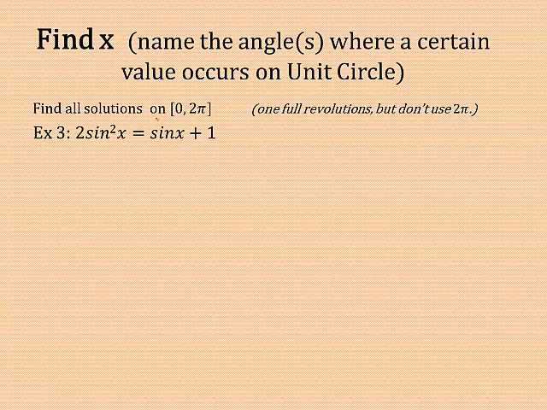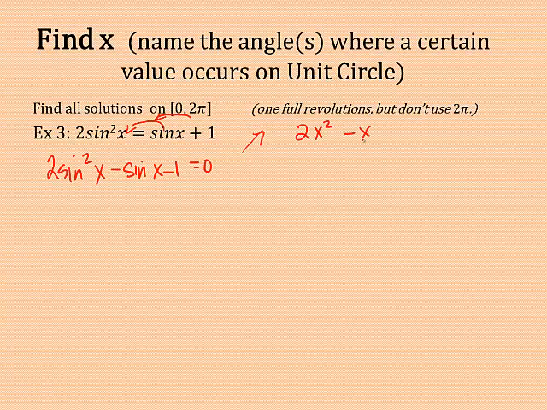Okay, so on this one, you've got to move everything over here on the left, and when I do this, I get 2 sine squared x minus the sine of x minus 1 equals 0. Now, this is a trinomial, and I'm going to factor it. Now, think of it like old school 2x squared minus x minus 1 equals 0. And you would factor the same way you did back in the day. What 2 numbers multiply to give you negative 2, but add to give you negative 1? That'd have to be negative 2 and 1.